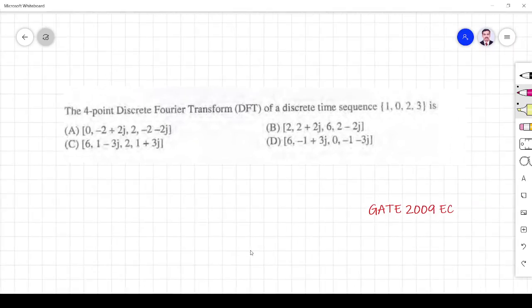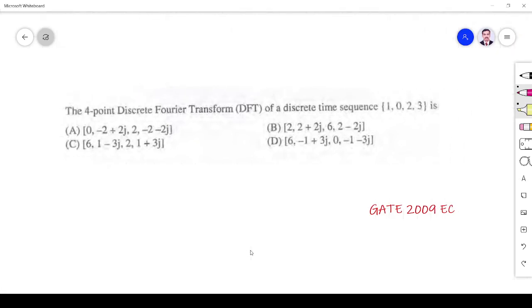Hi friends, in this video let us solve a significant related question asked in GATE 2009 EC paper. The question is: the 4-point DFT of a discrete time sequence x[n] = {1, 0, 2, 3} is given.